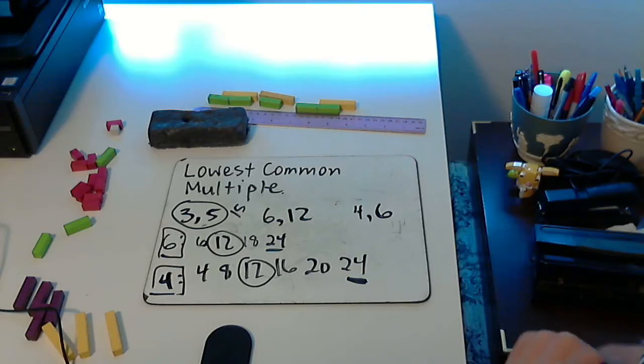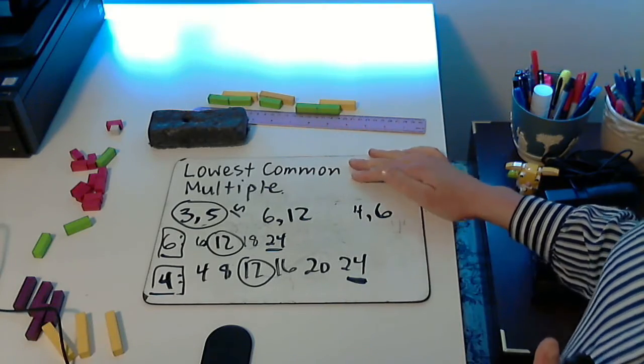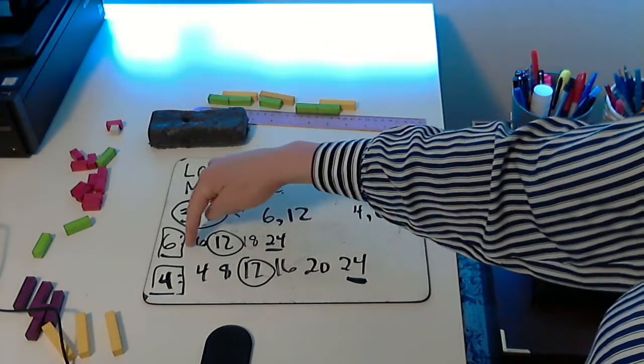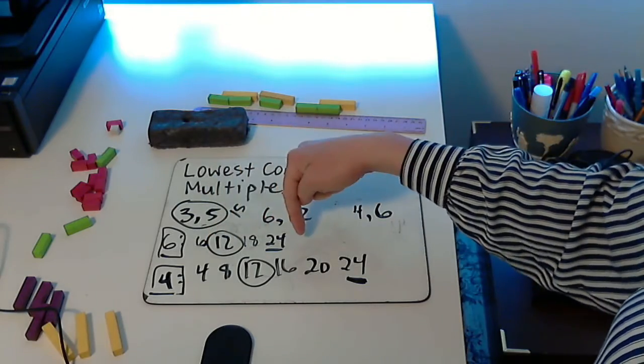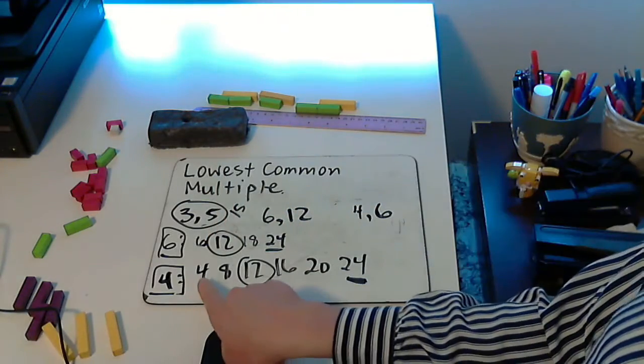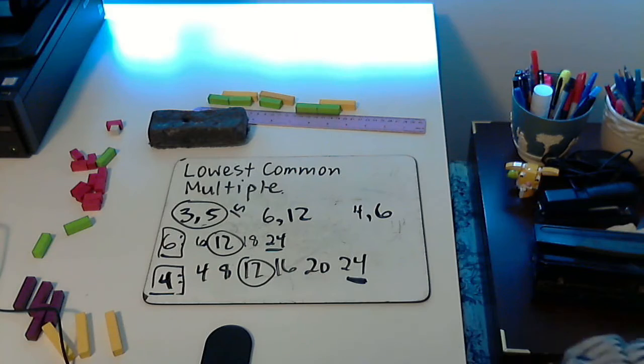So in summary, to find the lowest common multiple, you write the multiples of each, so this number times 1, times 2, times 3, times 4, and then you see the first number that both numbers have in common.